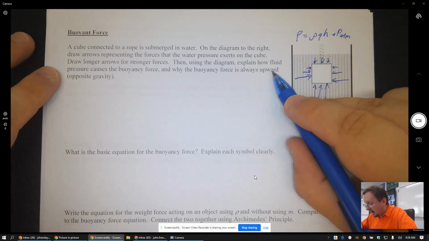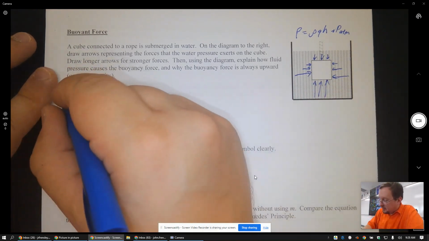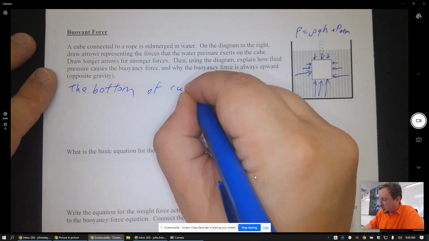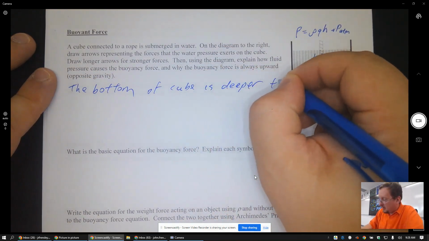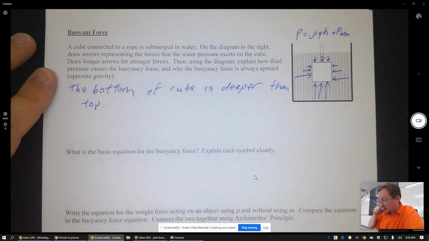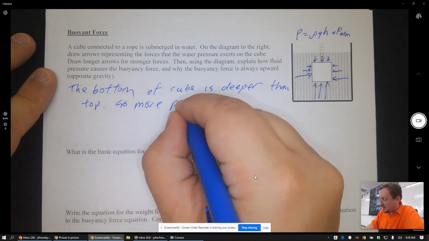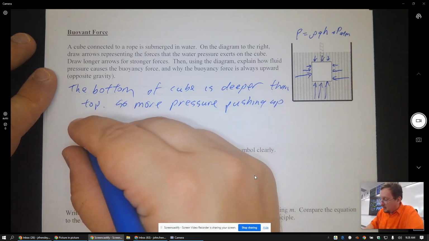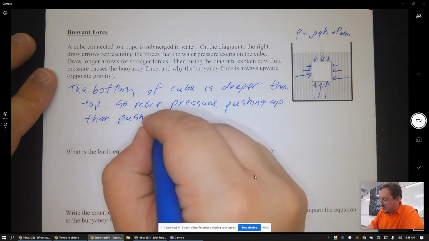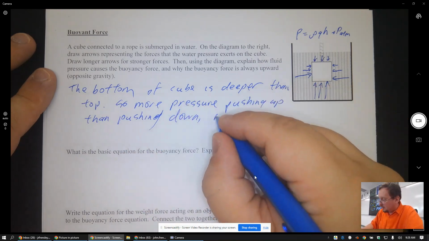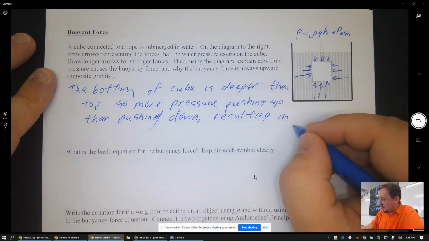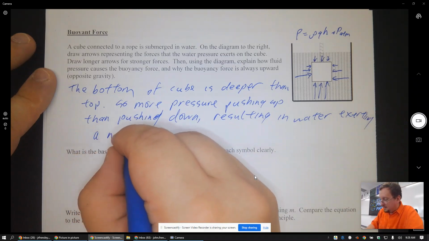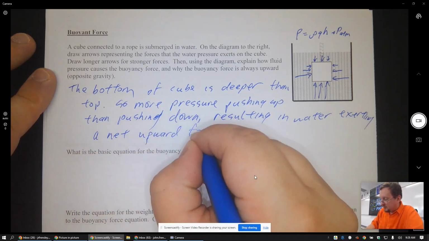All right. So how does the fluid pressure cause the buoyancy force? The bottom of the cube is deeper than the top of the cube, right? So there's more pressure pushing up than pushing down, resulting in the water exerting a net upward force.